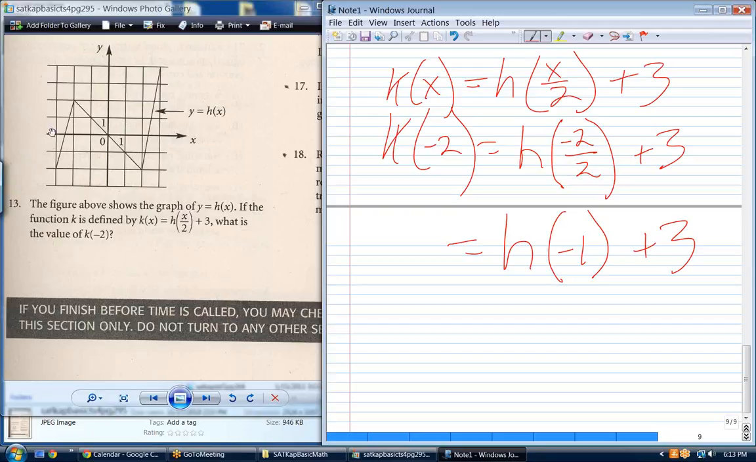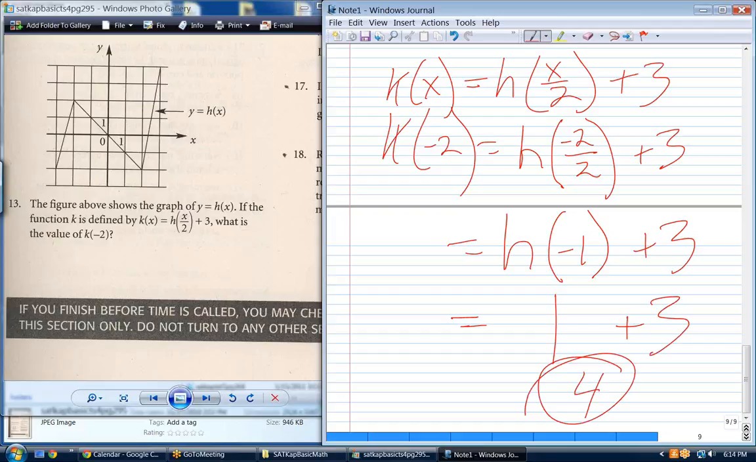Confused. Well, look at this chart. That's h of x. So if I say h of minus 1, it means let's find minus 1 on the x-axis and see what the y value is. So it would be 1. Right. So h of minus 1 is 1 plus 3. There's our answer. 4.